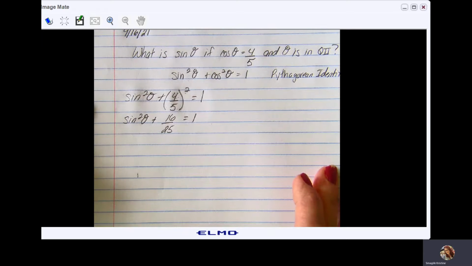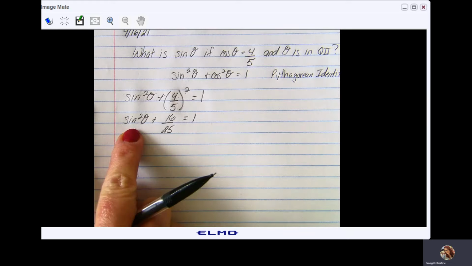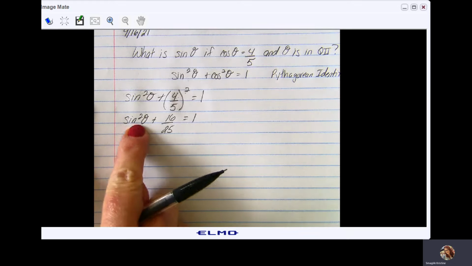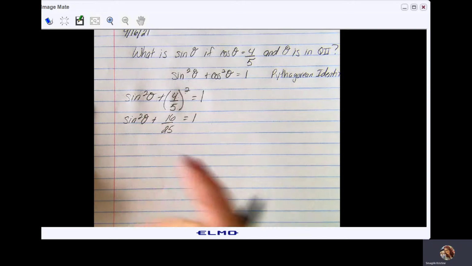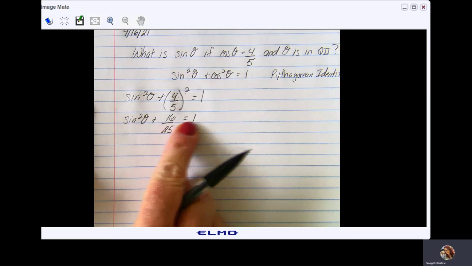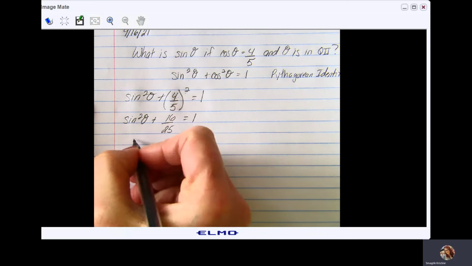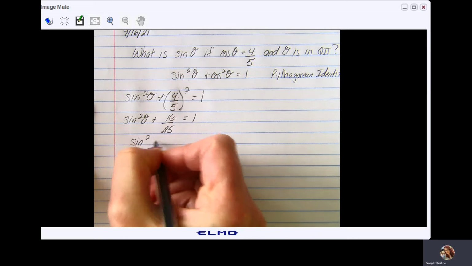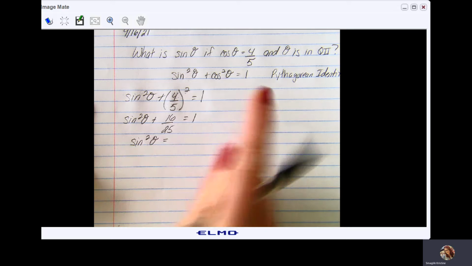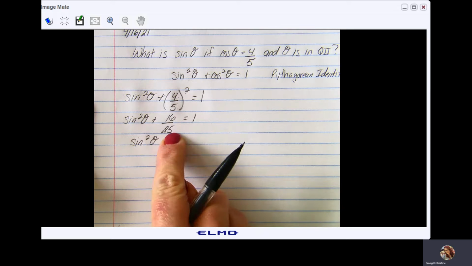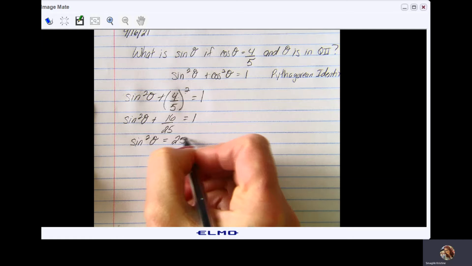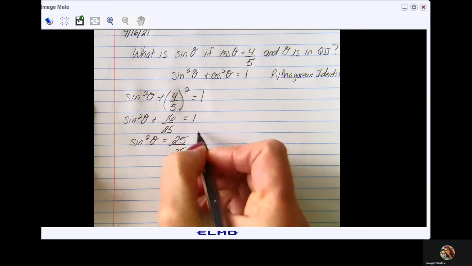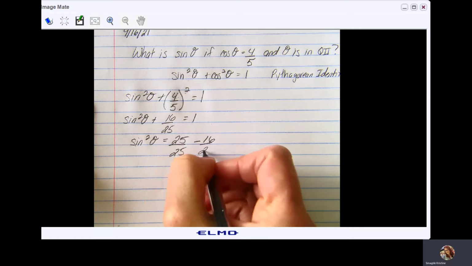I'm still working at getting sine squared theta by itself because I need to solve for sine of theta. So I need to subtract 16/25 from both sides. Well, I'm subtracting a fraction, so I know I'm going to need a common denominator, but these are super simple. So if I need a common denominator of 25, I'm going to rewrite 1 as 25/25 minus 16/25.